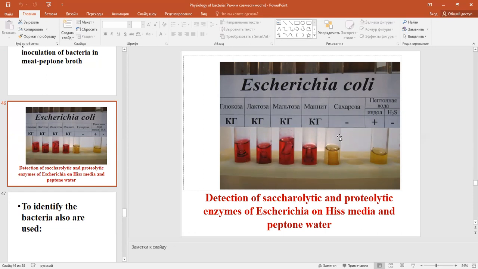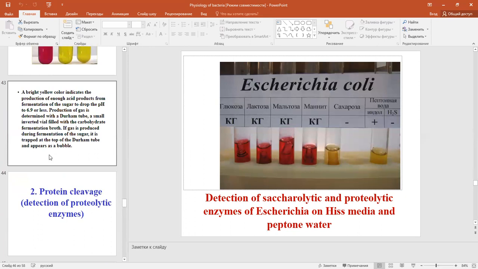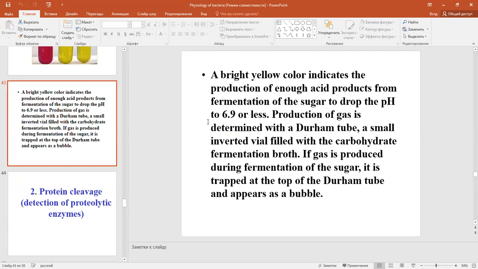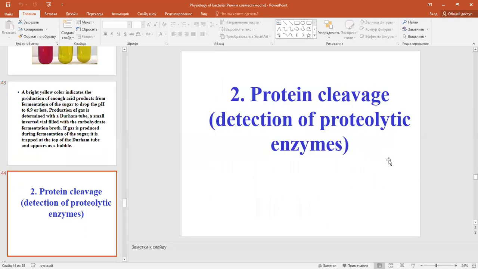The only test tube where the medium did not change color is the medium with sucrose. It's still the same and there are no gases. So Escherichia coli are not able to ferment sucrose. They have no such enzyme. They are sucrose negative. And then proteolytic enzymes. A bright yellow color indicates protein cleavage, detection of proteolytic enzymes. How is it possible to detect proteolytic enzymes?